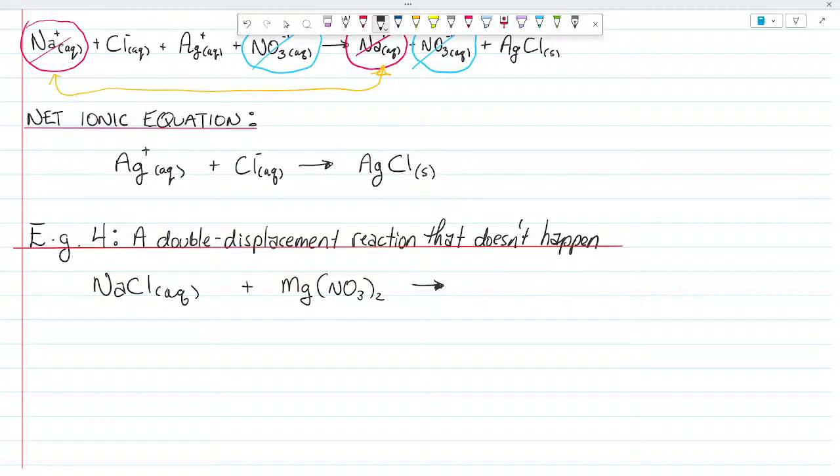Products. Yep, NaNO3. Very good. Excellent. Very good. Yep, exactly right. And to balance this, we're going to need 2 of these, and we're going to need 2 of those, right? Did I get that right?